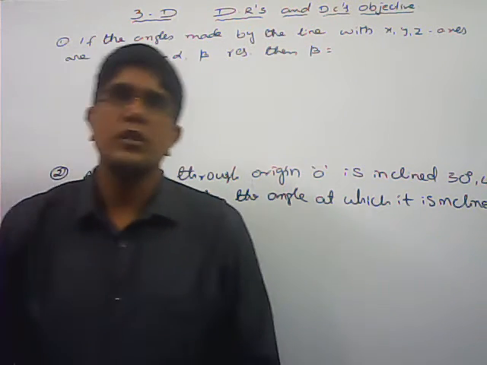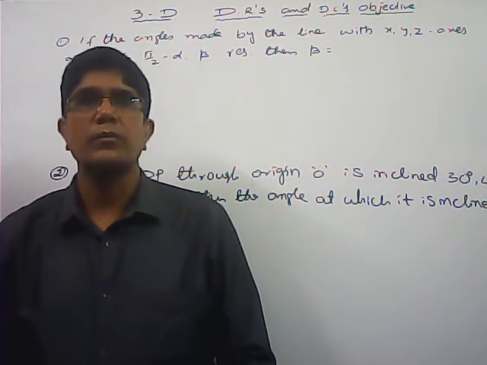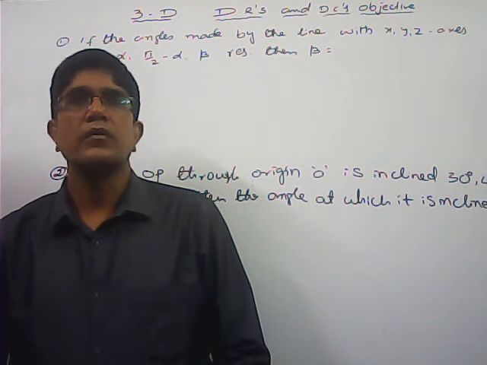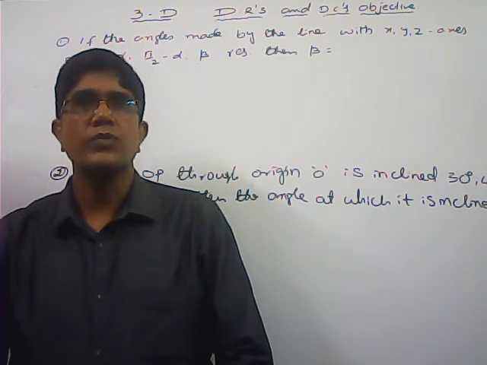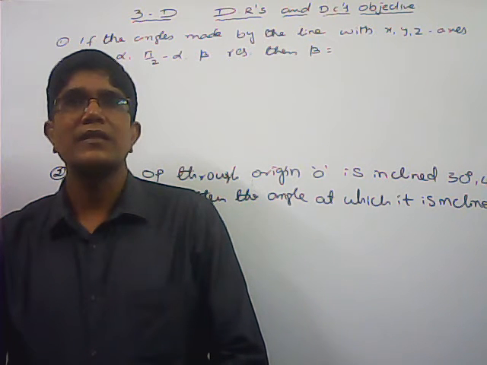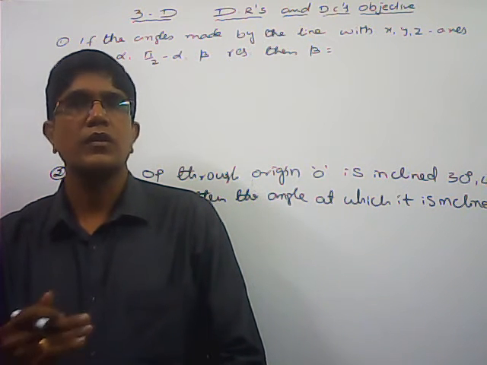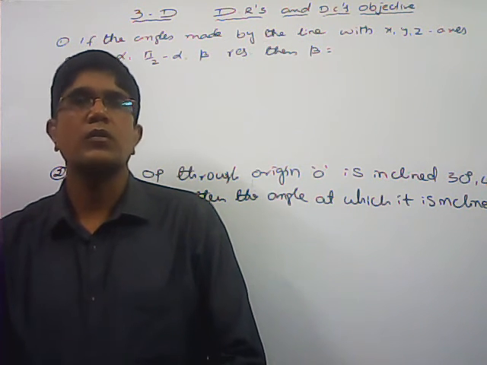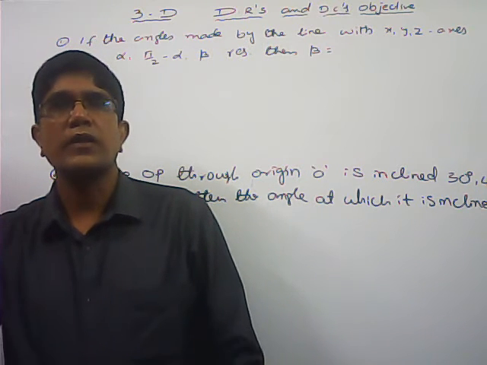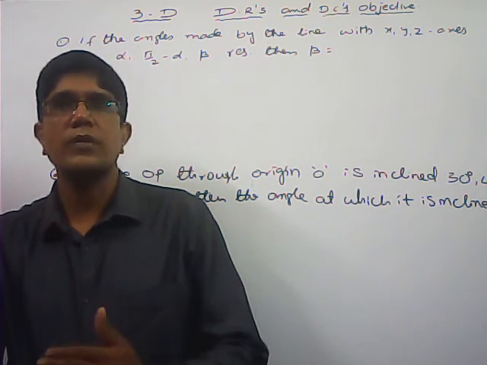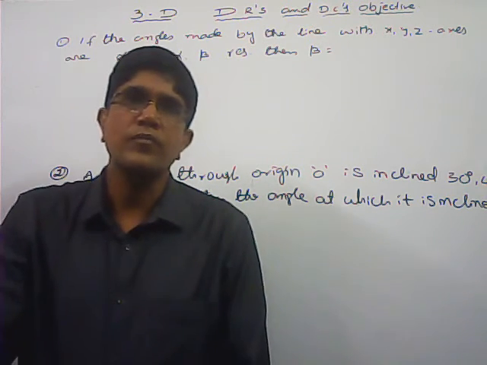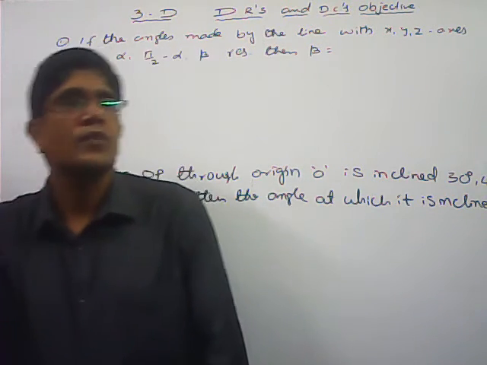In three-dimensional geometry, the theory part, lines and planes, is already completed. Now, in 3D, we are going to discuss objective questions. Here also, first DRs and DCs. In that concept, I am going to explain some different model questions. Next, I am taking the video classes separately. Lines are separate and planes also separate. DRs and DCs theory part is already completed.